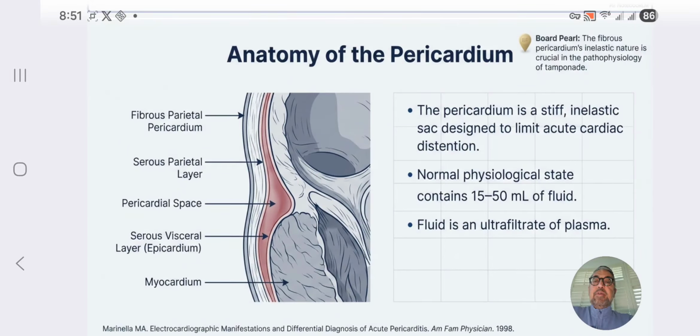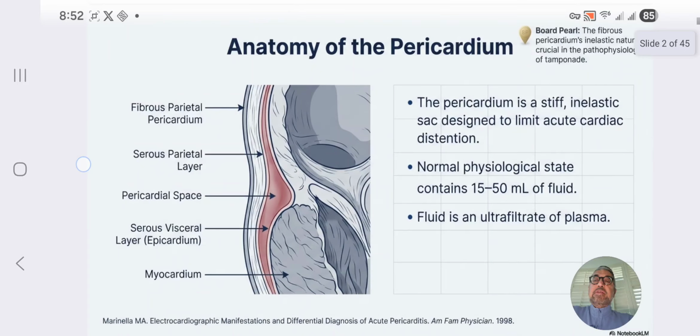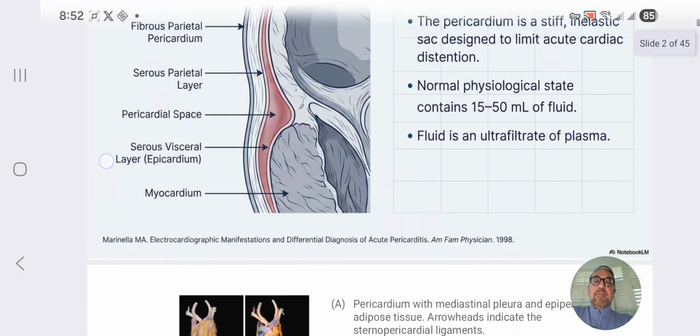Starting with the anatomy, the pericardium is a stiff, inelastic sac. It has a fibrous pericardium on the outer side called the parietal pericardium. You can imagine the inner layer of the pericardium as a flaccid balloon into which the heart is pushed, creating a double layered structure. This is filled with a small amount of fluid, usually 15 to 50 ml. This fluid is an ultrafiltrate of plasma.